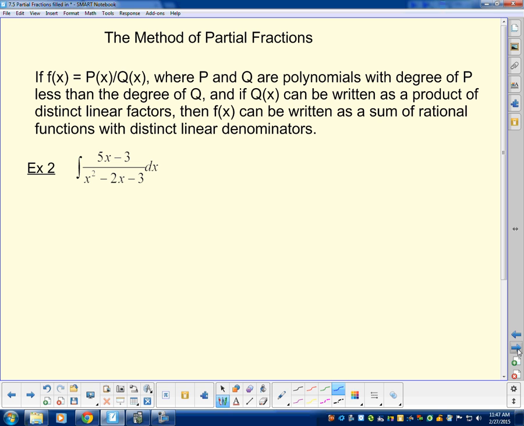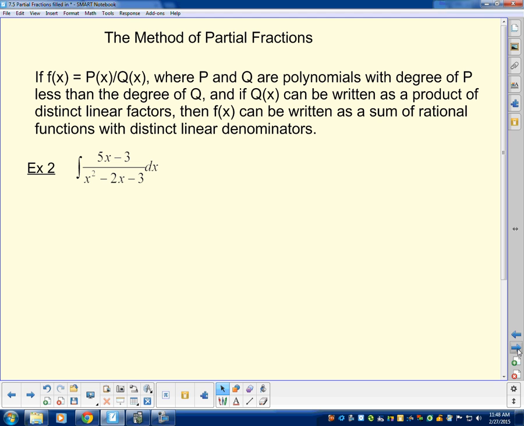Do you know what that statement means? Degree of p, that means degree of the top, which is 1, is less than the degree of q, which is the bottom, or 2. So the degree is the highest exponent on that polynomial when it's written in descending order of the powers. And if q of x can be written as a product of distinct linear factors. What are distinct linear factors? Yeah, like x plus 2.